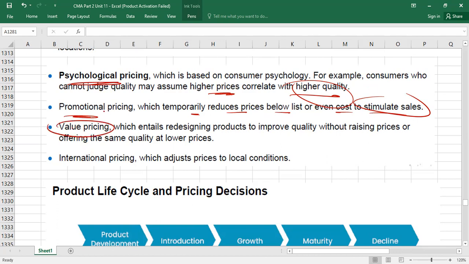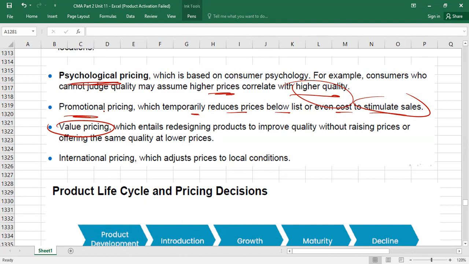Then we have value pricing. Value pricing means you have to think about what the value of this product is to the customer. If the customer gives high value to this product, maybe it is fit for use, and maybe you can charge high prices. But if you feel this product does not have value to the customer, maybe you can charge low prices.